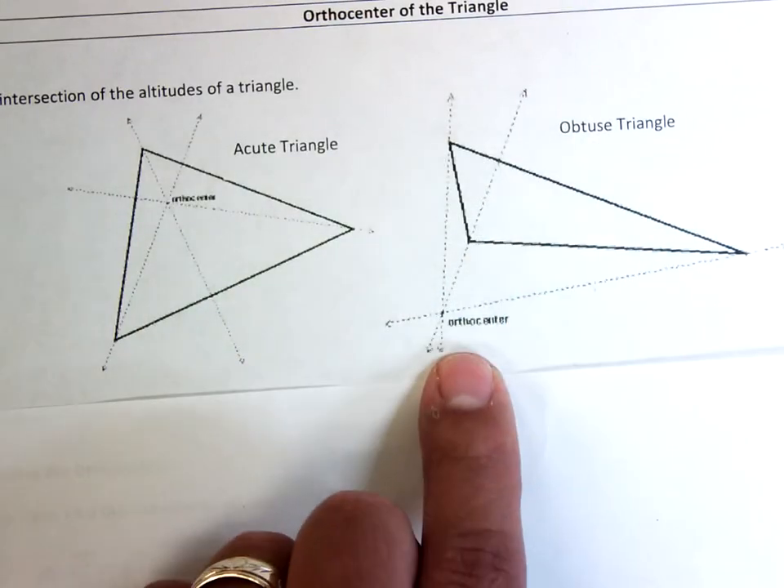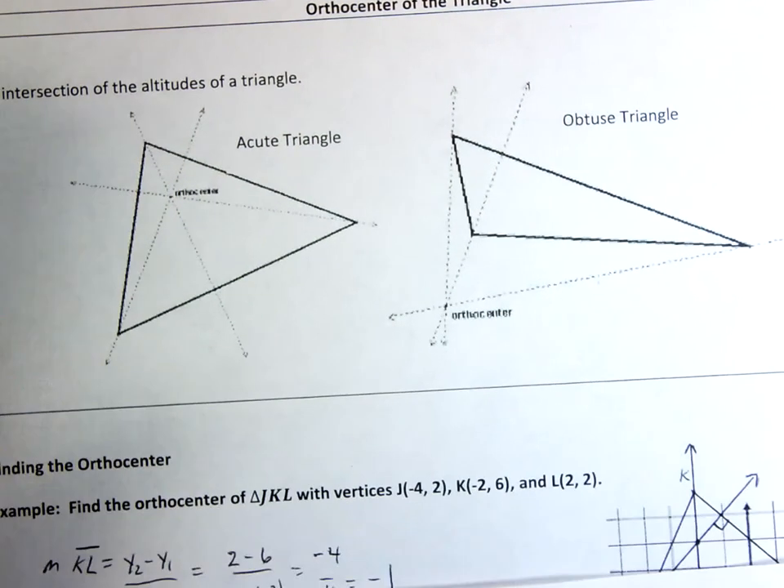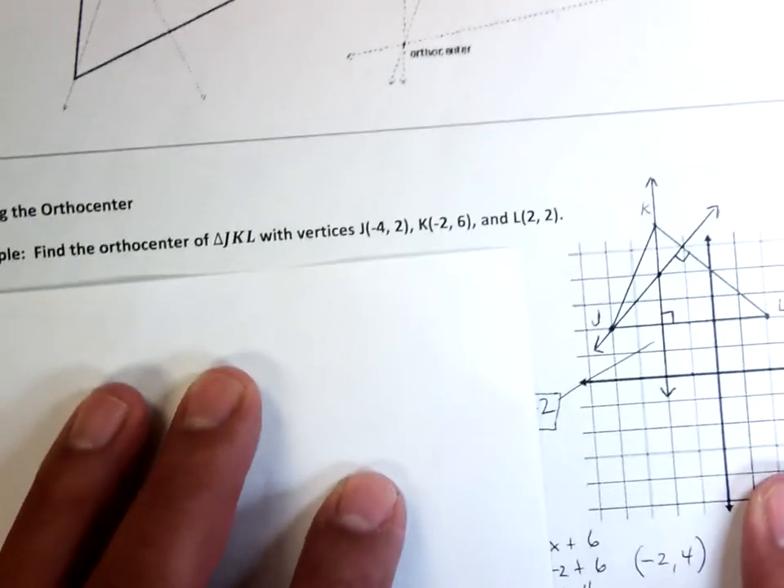The orthocenter of an obtuse triangle is outside the triangle. We'll talk about right triangles in class. Okay, whole lot of algebra going on over here. It's a good question. It's a good problem.